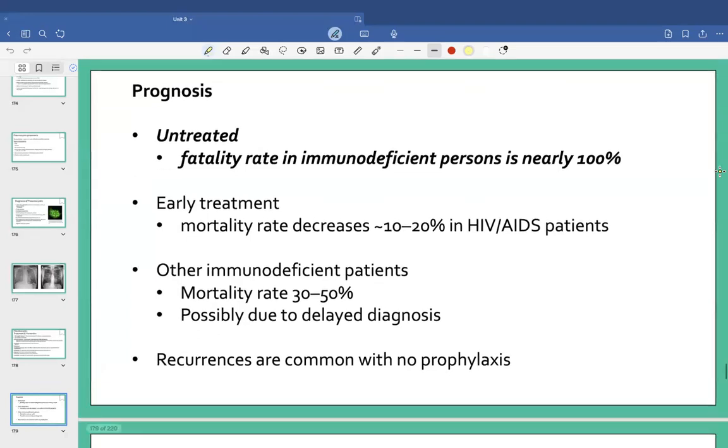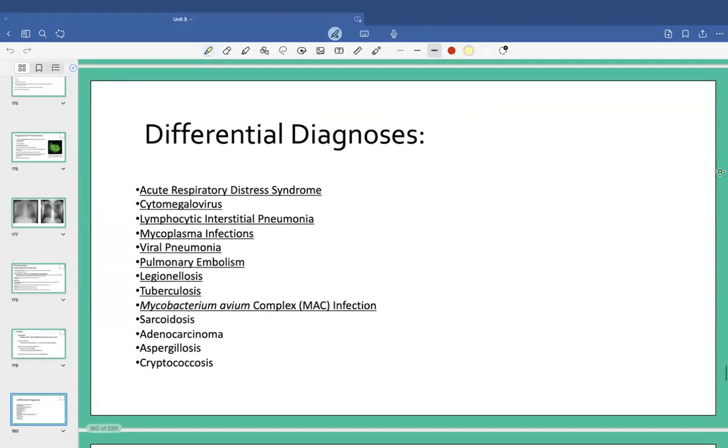Differential is grand: acute respiratory distress, cytomegalovirus, mycoplasma, pulmonary embolism. I believe these are click and control, so if you want to click on them and then read about those particular ones, I tried to find a site that would allow you to do that. I added at the bottom sarcoidosis, adenocarcinoma, aspergillosis, and cryptococcus, sorry.